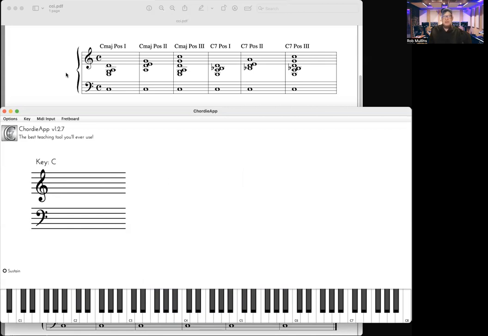Now, this brings me to another point, which is that in all the years I've been teaching, a lot of my students have not been able to find a good bass player at their level.